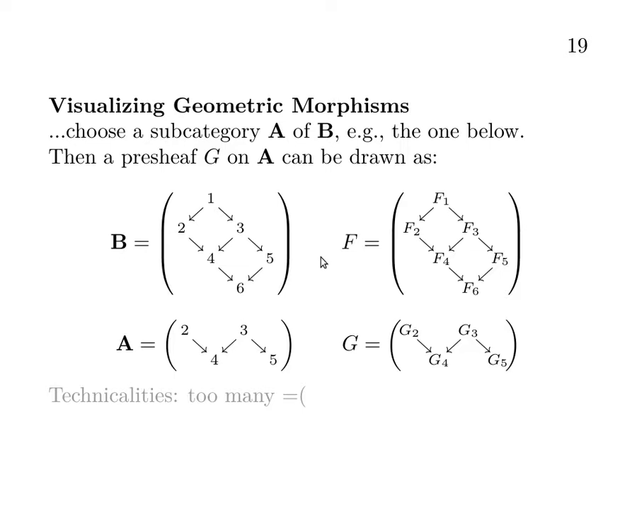And the next step is to choose a subcategory of the category B. Let me call it A, and I'm going to choose the subcategory that is made of the middle objects and middle arrows in the category B. So a presheaf on A can be drawn like this.